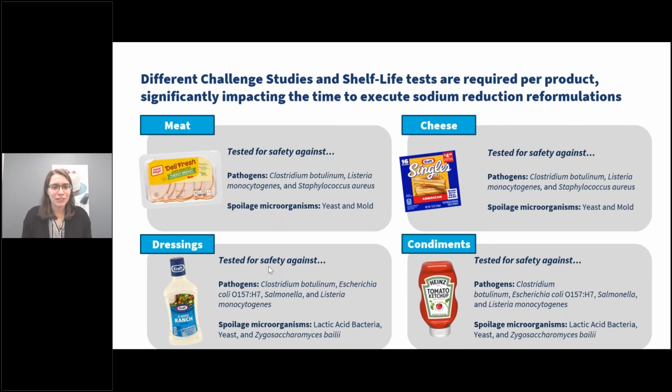Additionally, as you look at different categories, different challenge studies and shelf life tests are required per product, significantly impacting the time to execute sodium reduction reformulations. These can span up to a year, but refrigerated and shelf-stable products have different needs. All of these product types must be confirmed for food safety against various pathogens and spoilage microorganisms, with examples listed here, including Clostridium botulinum, Listeria monocytogenes, Staphylococcus aureus, yeast, and molds, just to name a few.